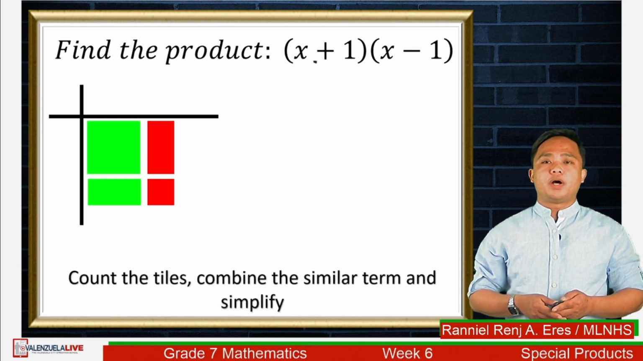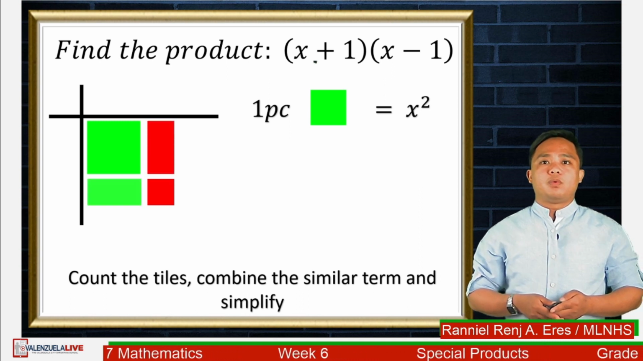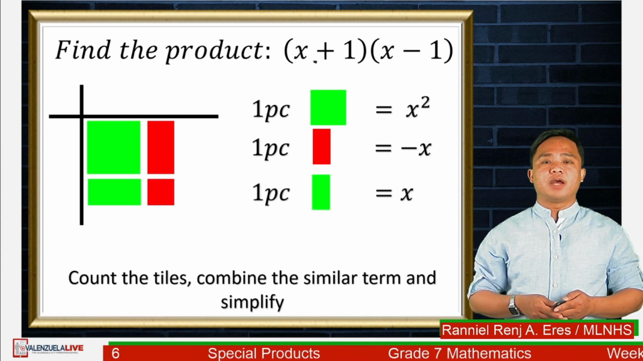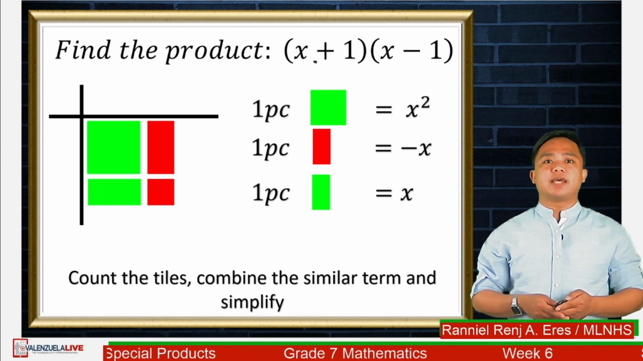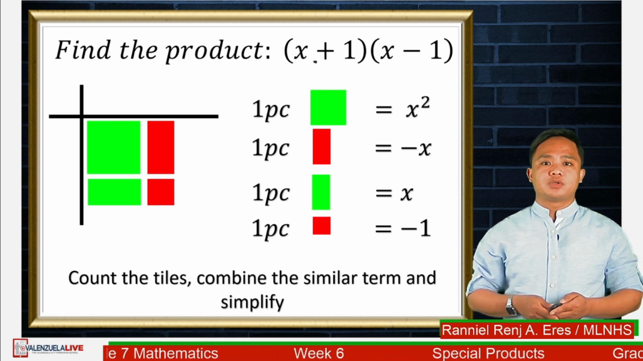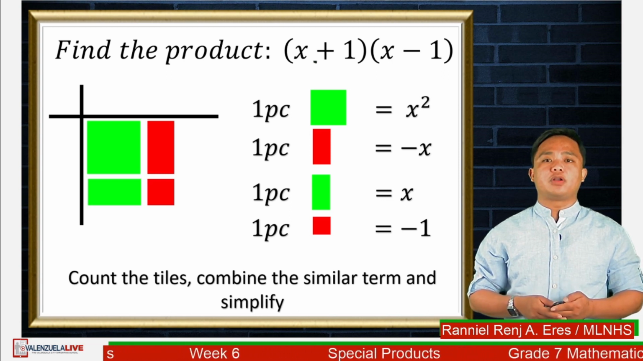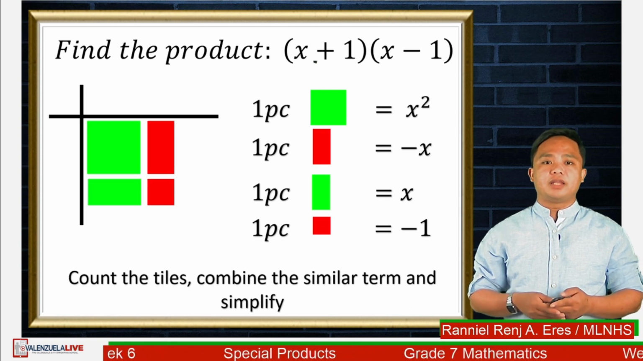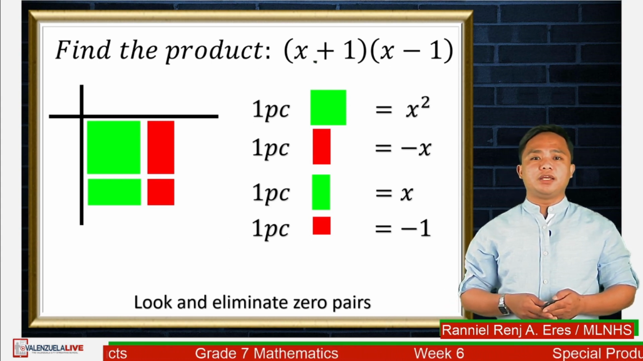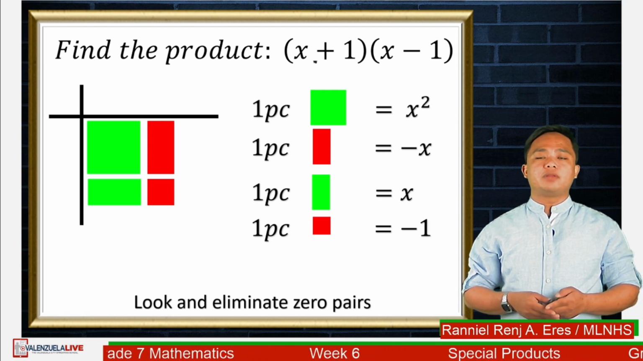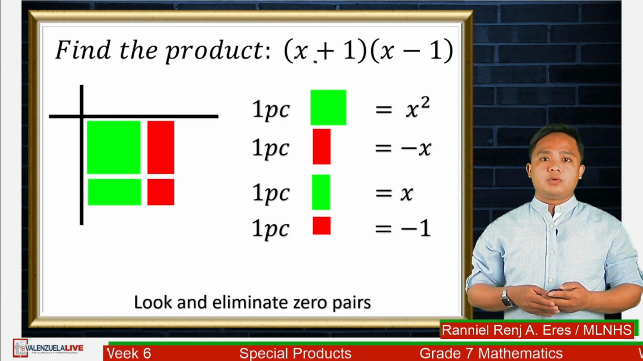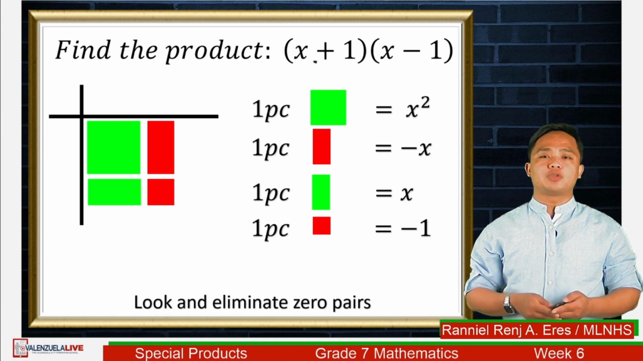So we have one big green square, which is x squared, one piece of red rectangle, which is -x, one piece of green rectangle, which is x, and one piece of small red square, which is -1. As we can observe here, we have two colors of x tile, green and red. Again, it means we need to simplify it. Look and eliminate the zero pair. We have one red rectangle tile and one green rectangle tile, so we will eliminate these because they are a zero pair. They are the opposite of one another.